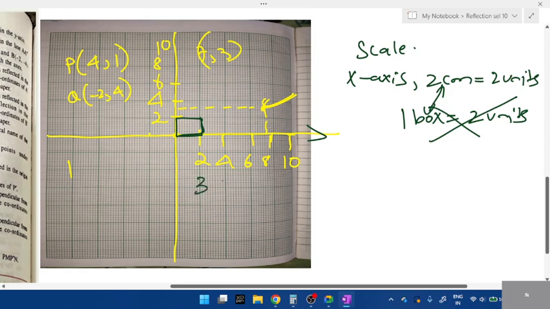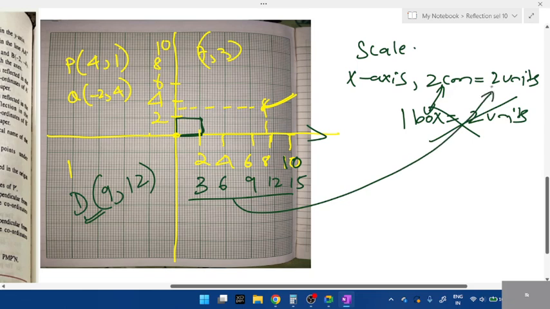If you take the 3 times table, 3, 6, 9, 12, 15, that is, if any point D is 9, 12, students, we are only up to 10. 12 goes out of range, right? Then which table do we take? Yes. This is very rare. In the board exam, you don't get 3, 6, 9. Very rare, just for example. Then how do you write the scale? 2 centimeter is equal to 2 units or 3 units? You write 3 units.